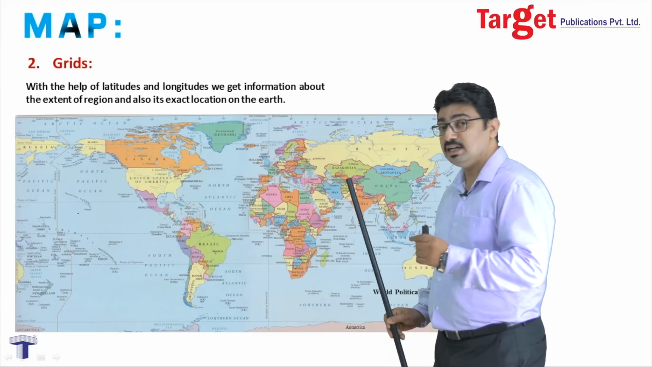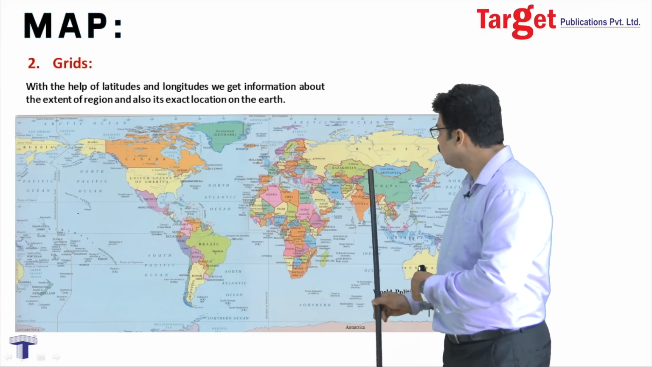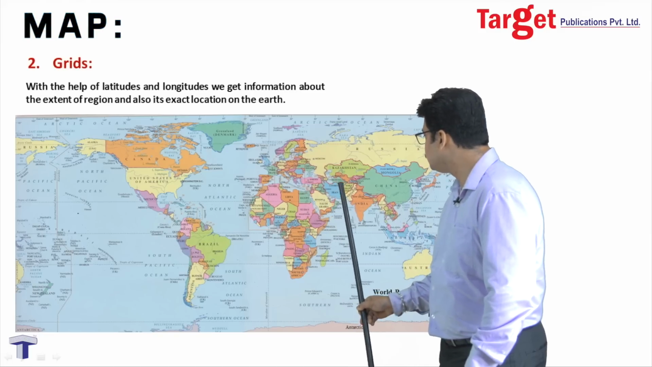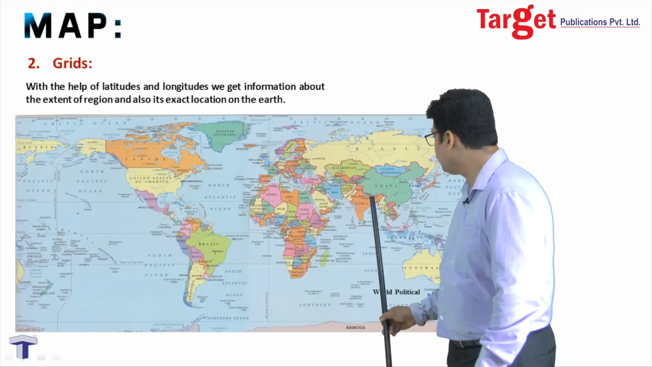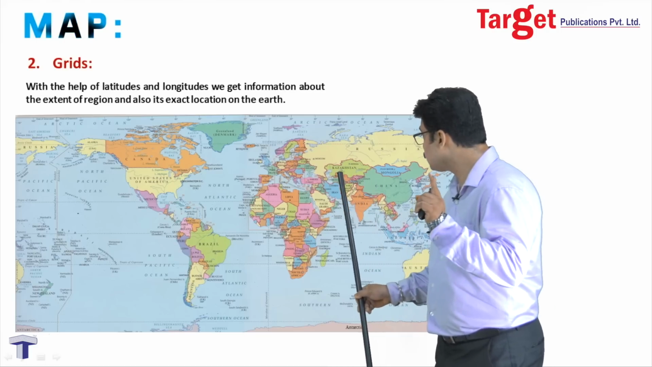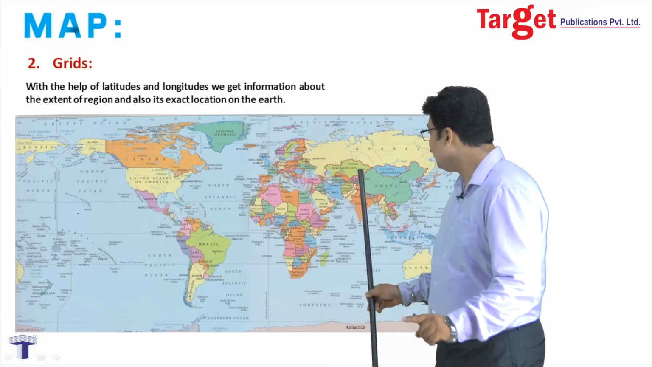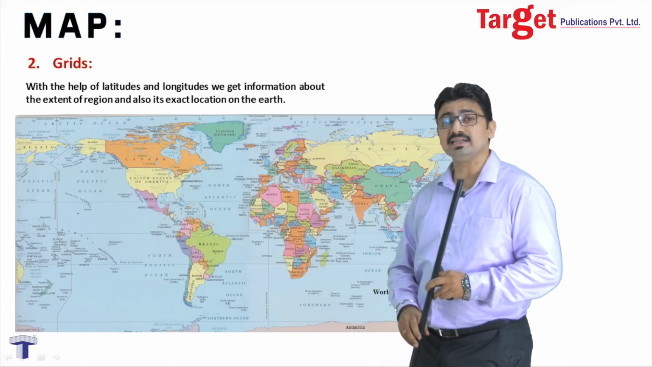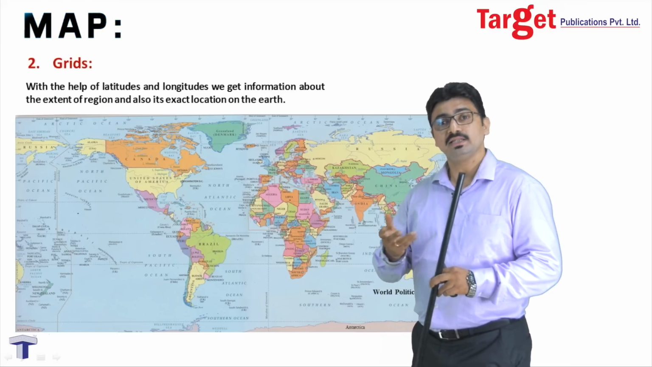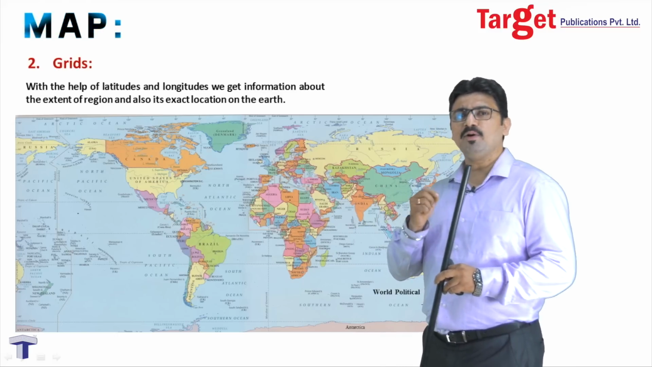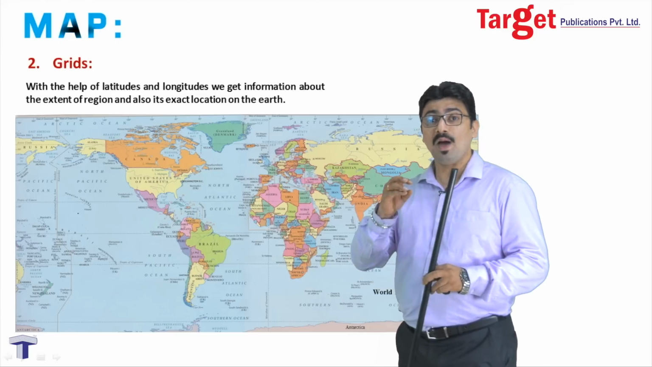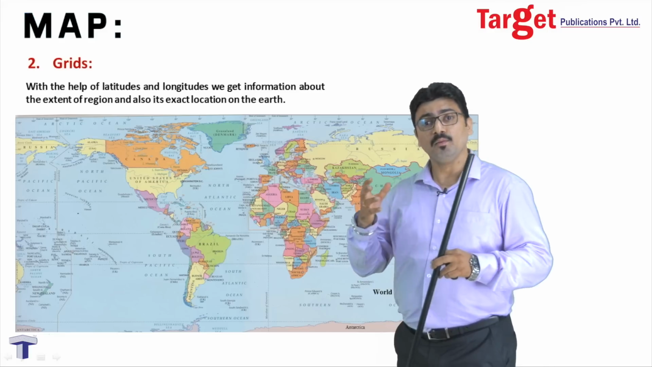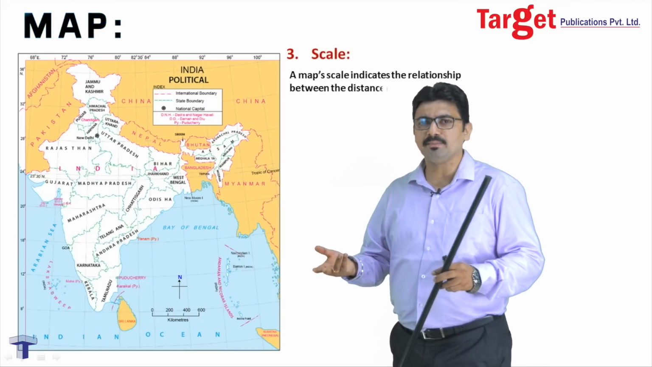Moving ahead, let's see the longitudinal extent. Now, the longitudinal extent, as I say, would start from 68 degree 7 minutes east up to 97 degree 25 minutes east. So, it starts with the eastern longitude and ends with the eastern longitude, which means our entire country lies in the eastern hemisphere. See, it becomes very clear with the help of the grids of latitudes and longitudes where a particular country or a continent or any region lies on the world map, or for that matter, any map, right?